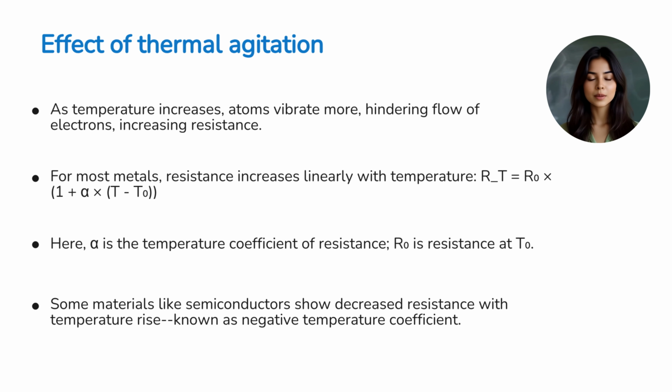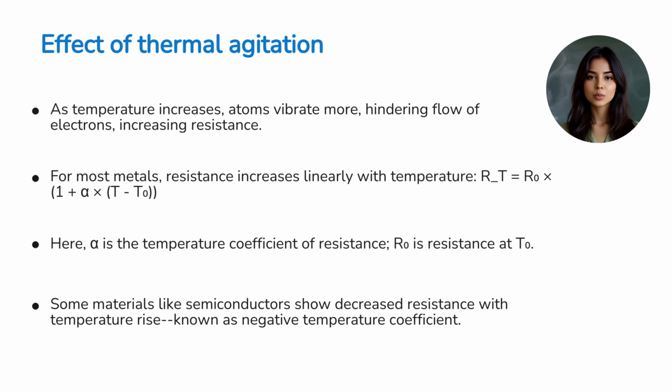Here's what's happening behind the scenes. As temperature increases, the atoms in a conductor start vibrating more rapidly. These vibrations act like tiny roadblocks for moving electrons, making it harder for them to flow smoothly. The result? Resistance increases with temperature. For most metals, this relationship is quite neat and predictable.